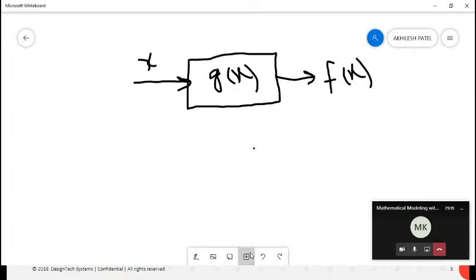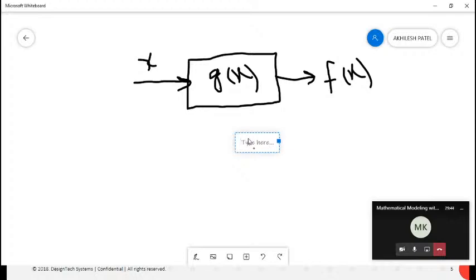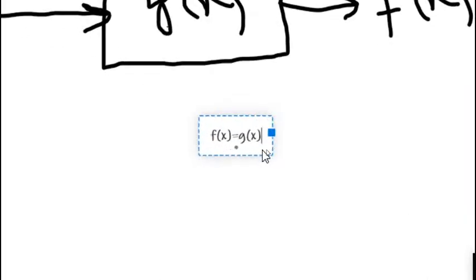So let me give you one example here. Let's say I have one system here, f(x) is equal to g(x), simply. In this case, our output is totally dependent on the input. We are giving x, we are getting g(x). That is a linear system. If I am talking about a non-linear system, we will have this g(x) plus some other factors also.